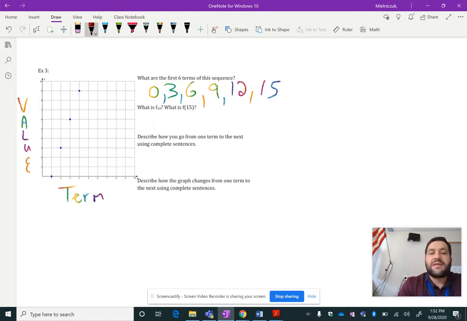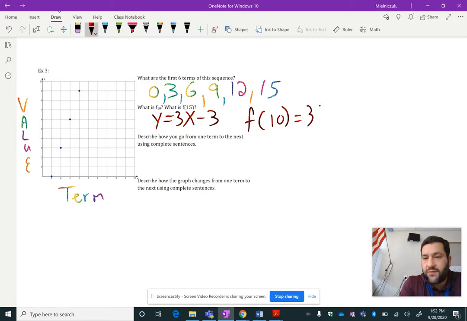Now, what I see is that we're going up by 3 each time. But our first value has to be 0. So I have to actually backtrack 3 here to figure these all out. So f of 10 would be a fancy way of saying put 10 in for x. So we would have 3 times 10 minus 3. So f of 10 would be 27.